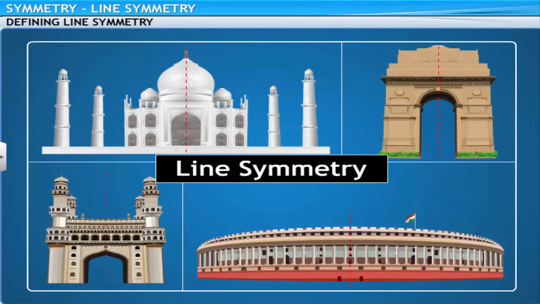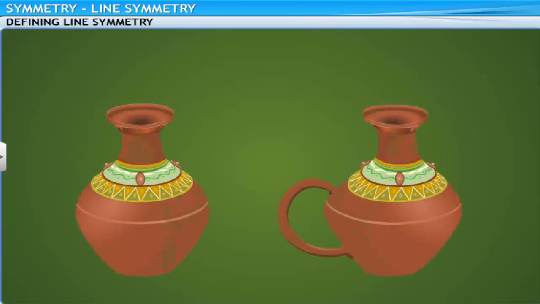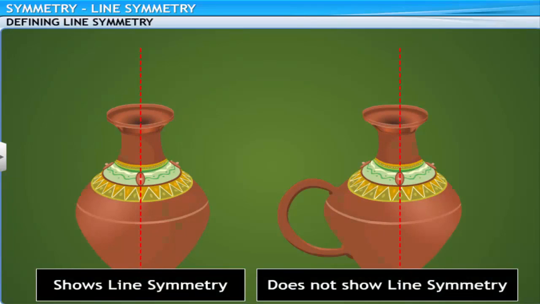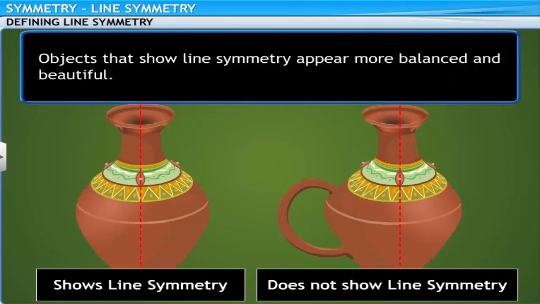Observe these two pictures. Which of them appears more balanced to the eye? The picture that shows line symmetry appears more balanced. This is true for all objects that show line symmetry. They appear more balanced.